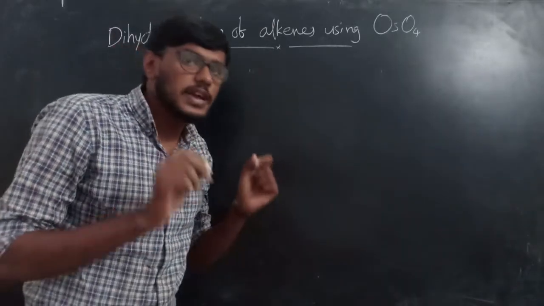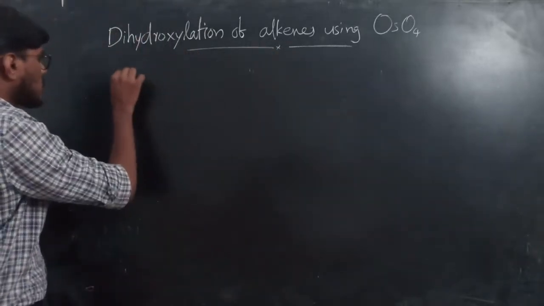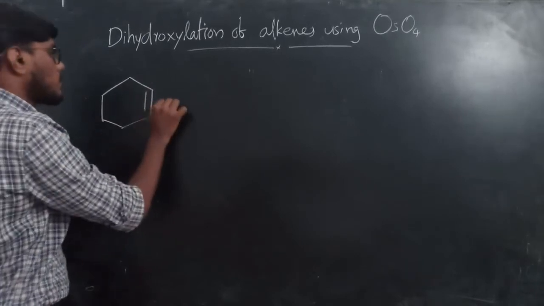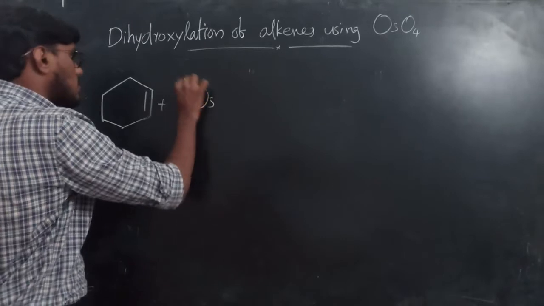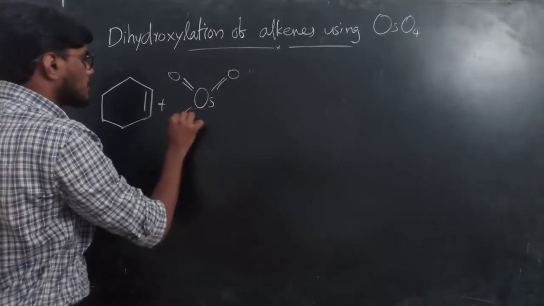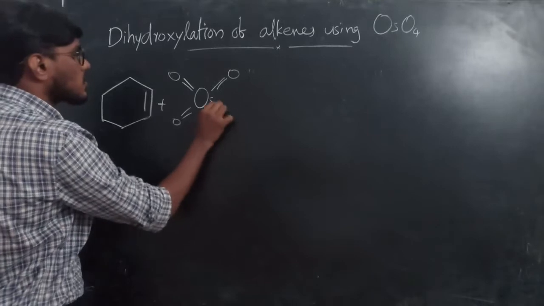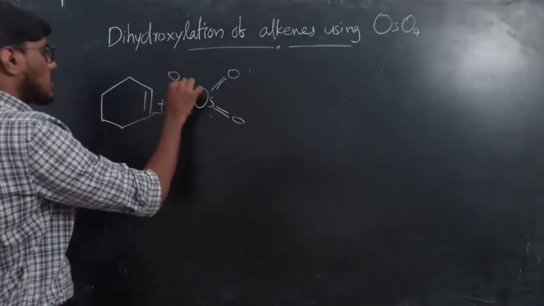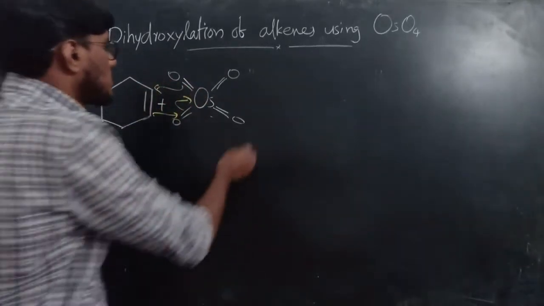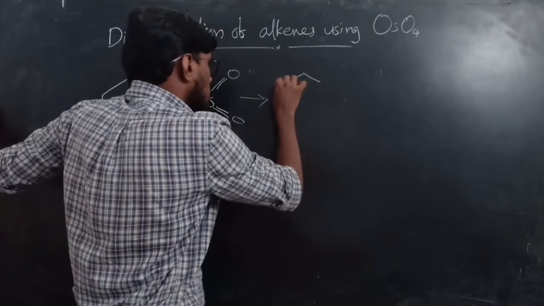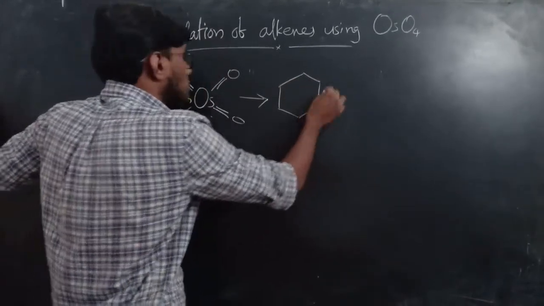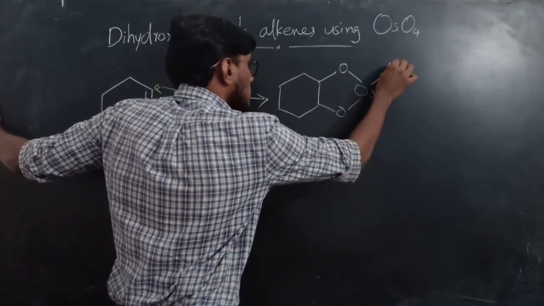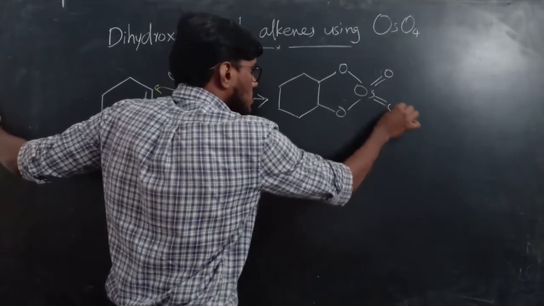Another example of this dihydroxylation reaction using osmium tetroxide: this is cyclohexene, on reaction with osmium tetroxide. The attack will be like this, and in the first step it forms an osmate ester. This is the osmate ester, Os with a double-bonded O and another double-bonded O.